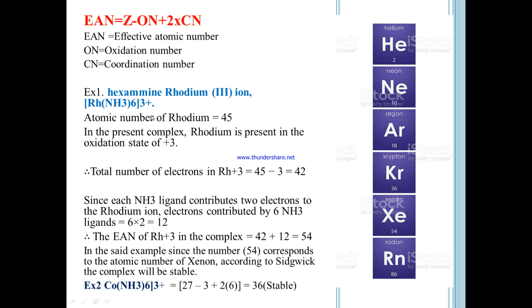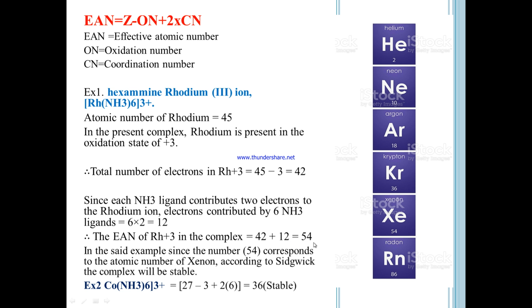If you see this complex, if you want to calculate the EAN number, then we use this formula. Now the rhodium, first of all we take the atomic number, which is 45. If you calculate the oxidation state for this rhodium, it comes to plus 3. So Z minus ON is 45 minus 3, equal to 42. Next, plus 2 into coordination number: the number of ligands is 6, so 6 into 2 is 12, so the total number is equal to 54.